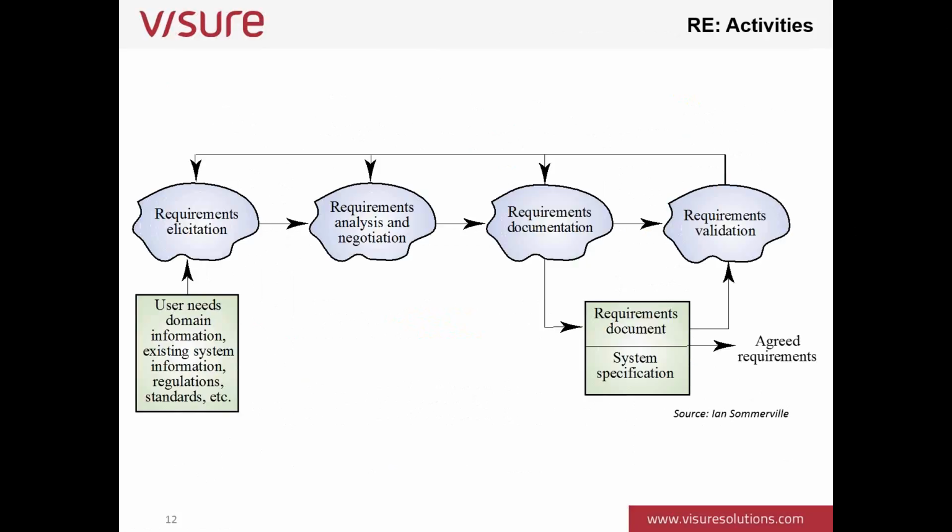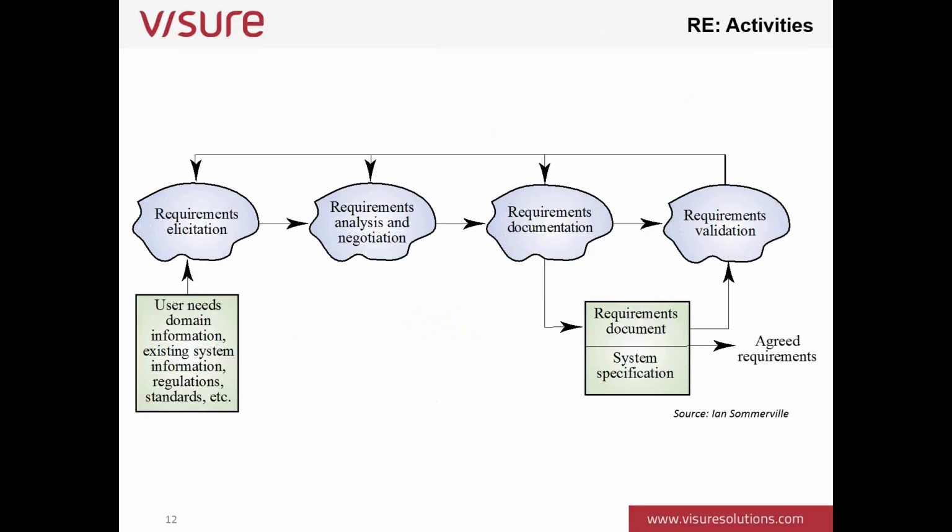So, what are the activities that we are going to face when working with requirements? Okay. In the requirements engineering cycle, in the requirements engineering process, we can define 4 main activities. Those activities are going to be requirements elicitation, which is the process of discovering, reviewing, documenting, and understanding the user needs and the constraints for the system. Okay, so the user needs, domain information, existing system information, standards, and so on are going to be the entry point.